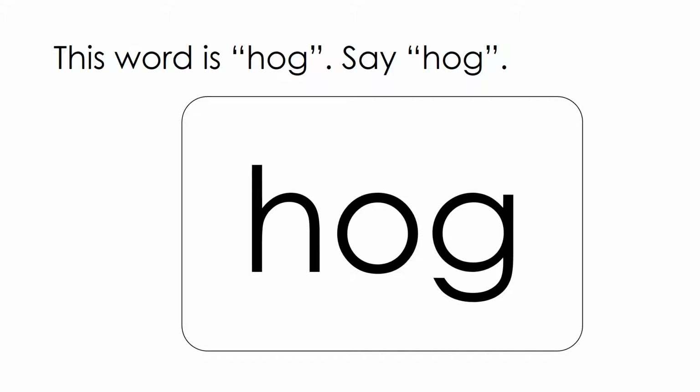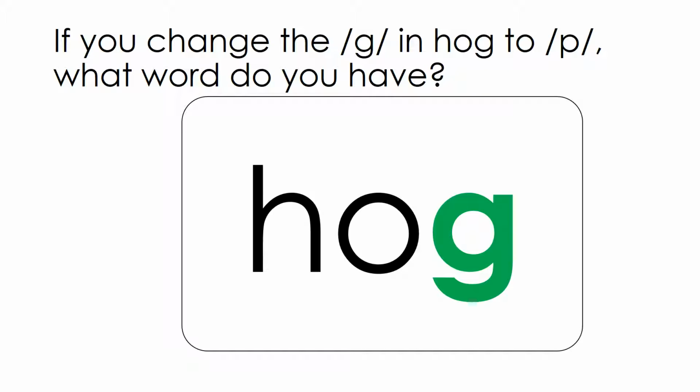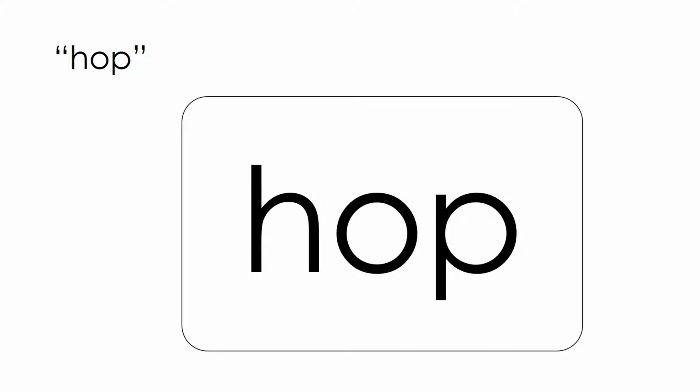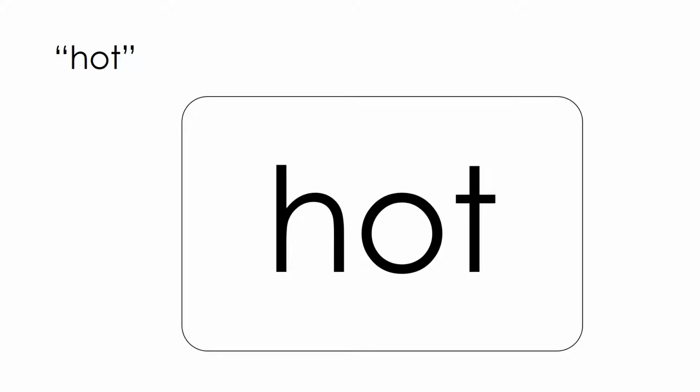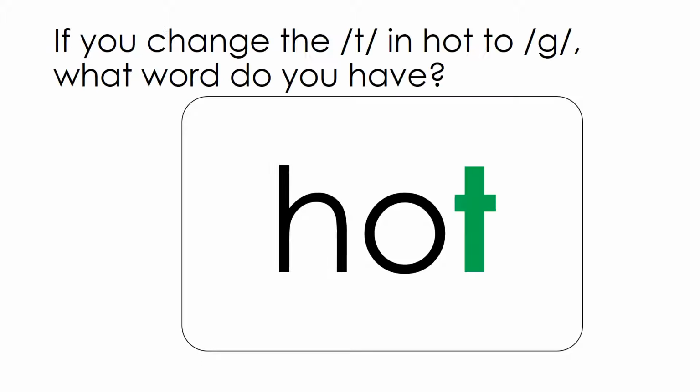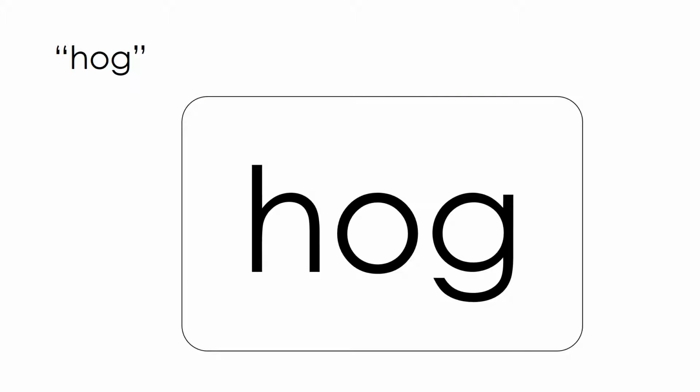This word is hog. Say hog. If you change the G in hog to P, what word do you have? Hop. If you change the P in hop to T, what word do you have? Hot. If you change the T in hot to G, what word do you have? Hog.